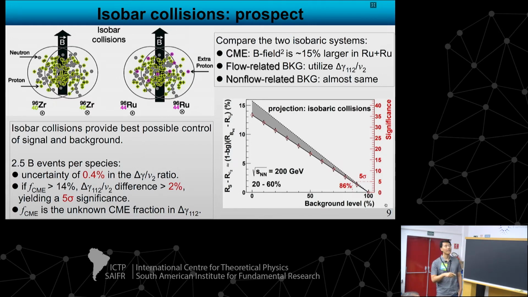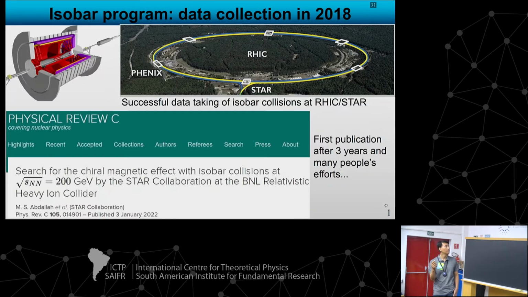And actually, in the end, I will show that our statistical uncertainty, indeed, reaches this precision. However, we didn't see the 5 sigma difference. So that's the bad thing. Also, one concept is FCME. FCME is the fraction of the true CME signal in this observable. I will mention this again later.